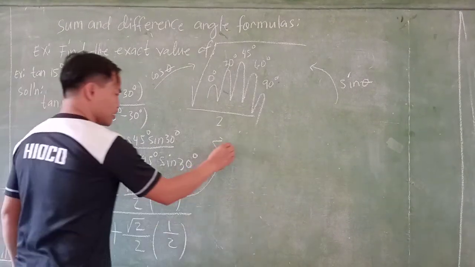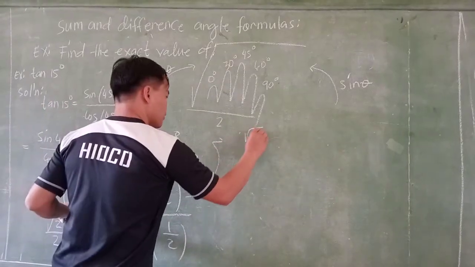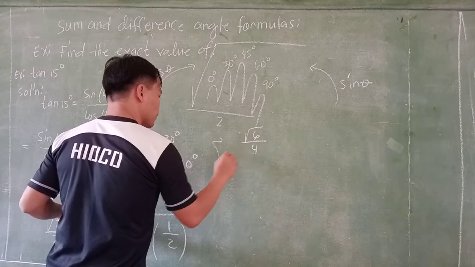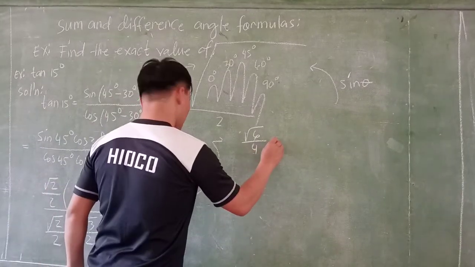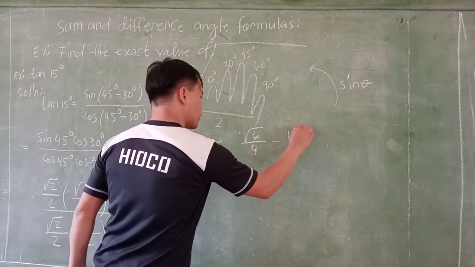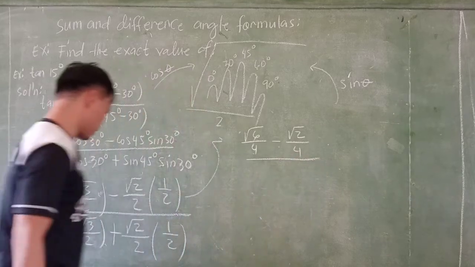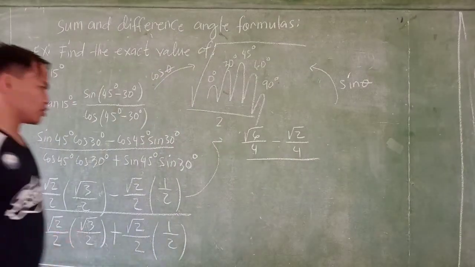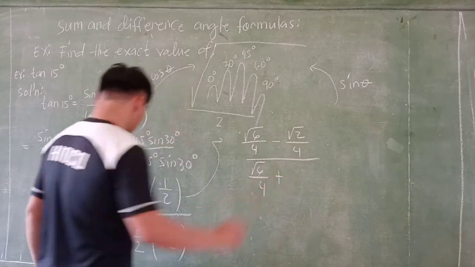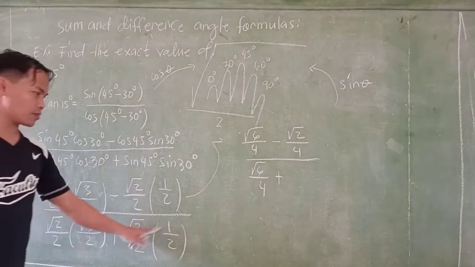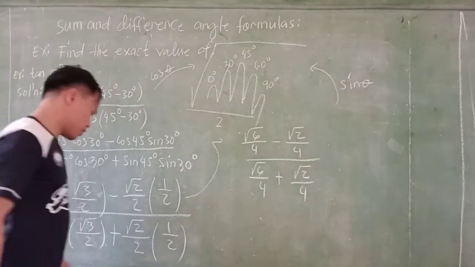Okay, let's simplify. Square root of 2 times square root of 3 is square root of 6 over 4. Then square root of 2 times 1, we have here minus square root of 2 over 4. Then square root of 2 times square root of 3 is square root of 6 over 4 plus square root of 2 times 1, which is square root of 2 over 4. 2 times 2 is 4.